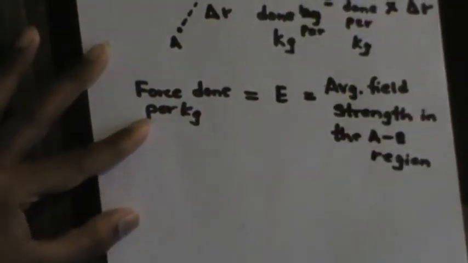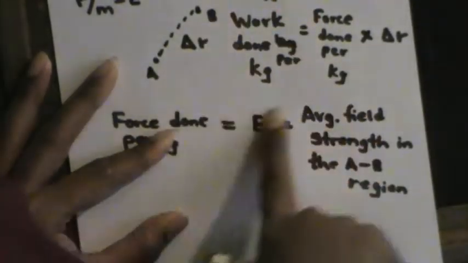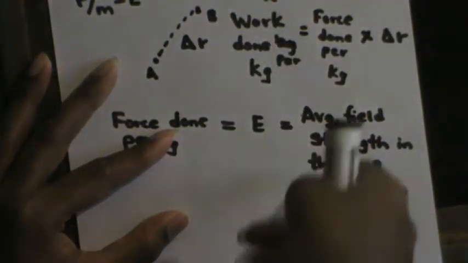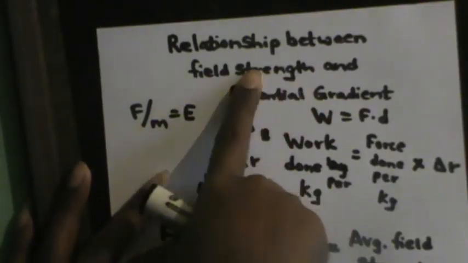So I'll take the average field strength in the AB region. The force done per kilogram is equal to the average field strength in the AB region. That's the reason why I took work done per kilogram, because in order to make a relationship, I need the value of E, which is the field strength here.